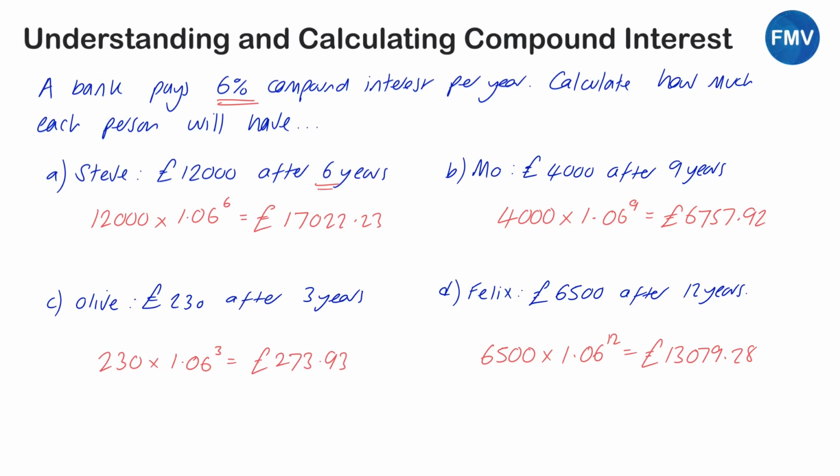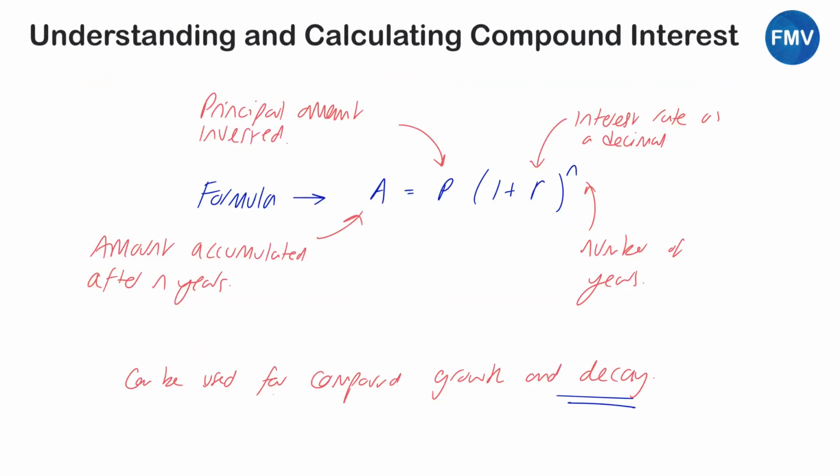So I'm hoping by now you're starting to see a very straightforward pattern with this. Let's have a look at our formula. So what we've got here is the formula written down, where we've got A. A is the amount accumulated after n years. So if it's 5 years, that would be n, it would be 5. A is equal to P. Well, P is the principal sum, or the principal amount that you invest. That's the amount you start with. All multiplied by 1 plus R.